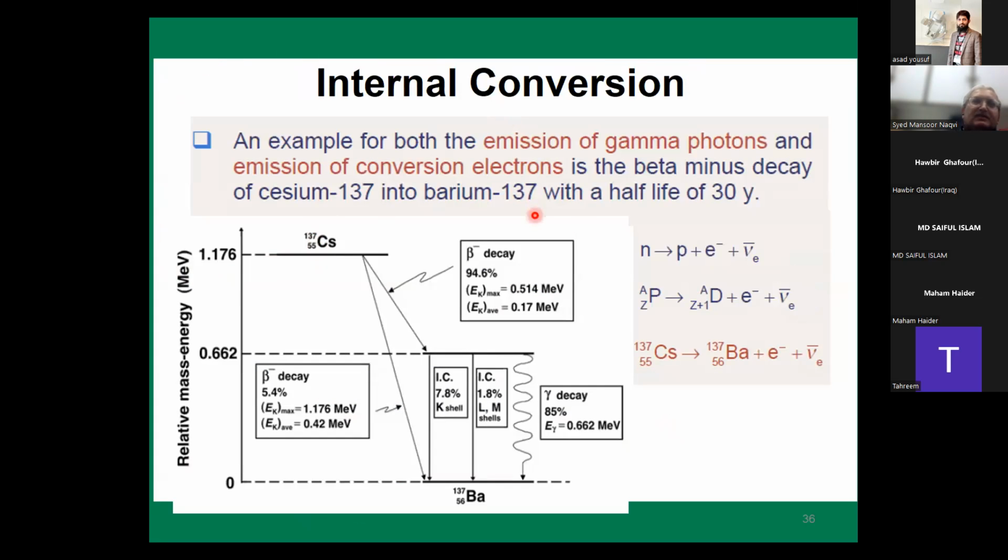This is an example in that regard for cesium-137, which has a half-life of 30 years, and it decays through this mechanism to barium-137.